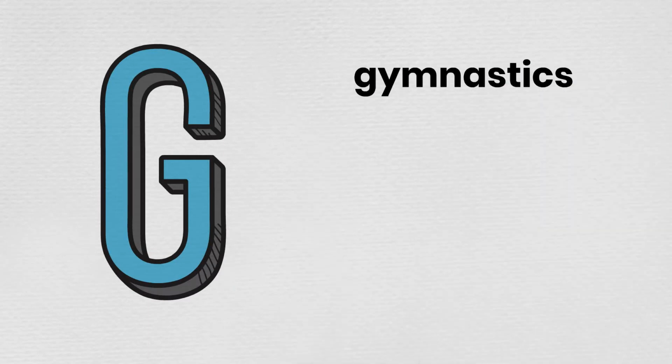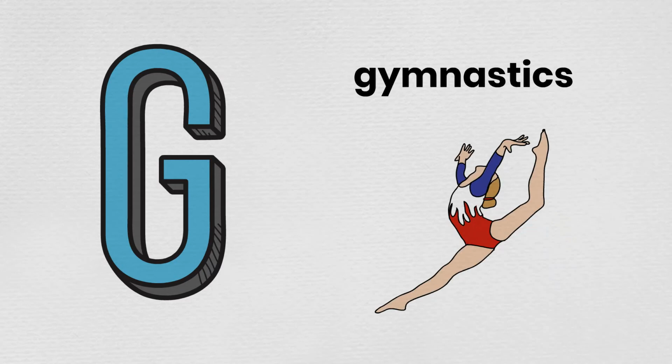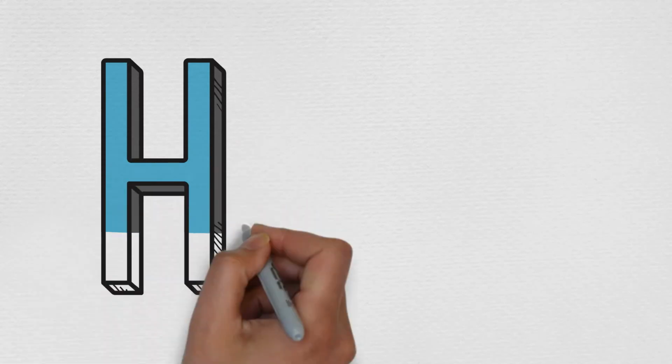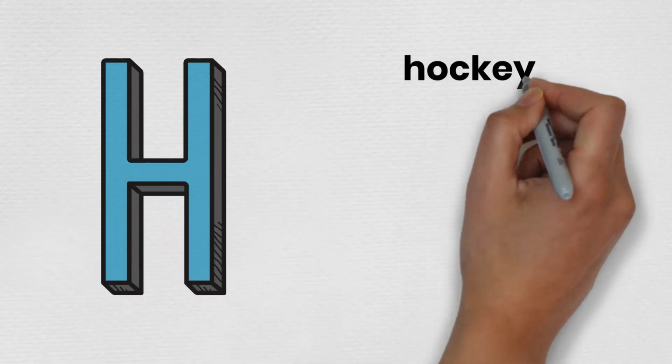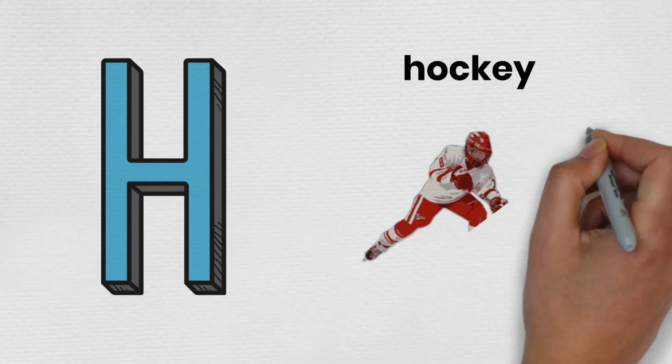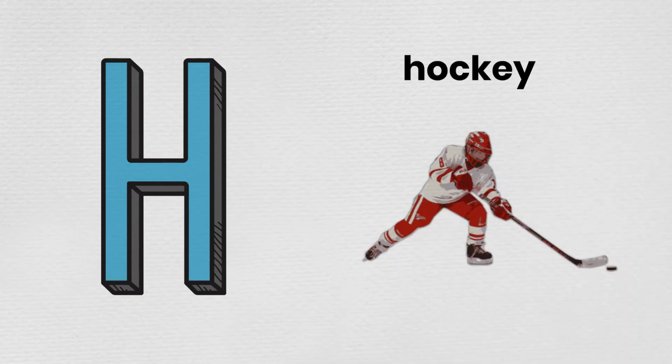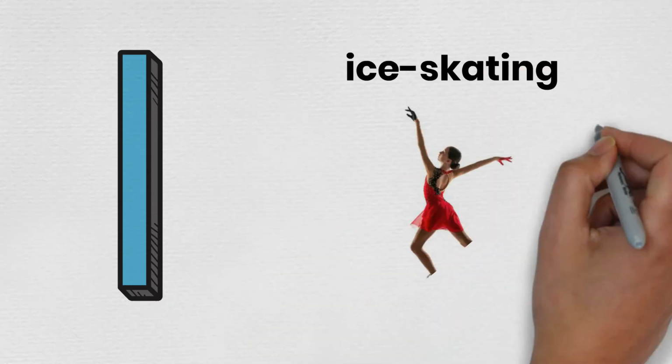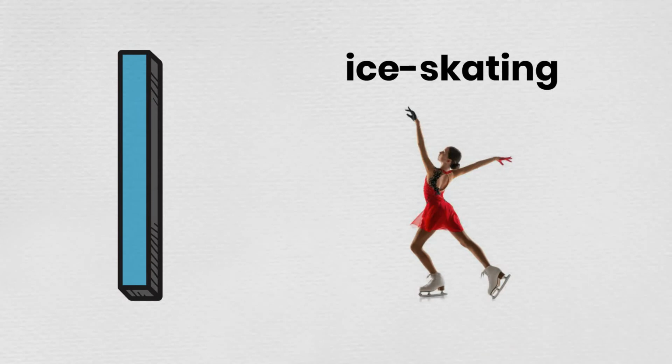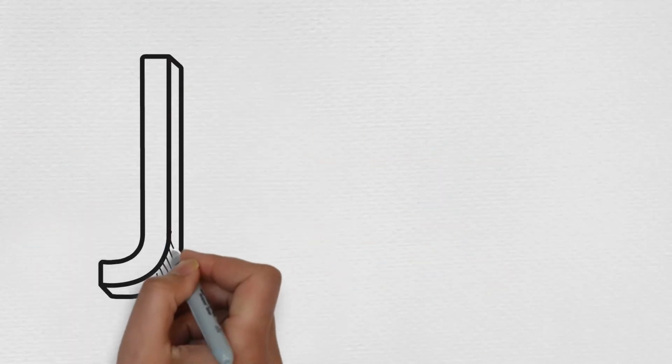G is for gymnastics. H is for hockey. I is for ice skating. J is for javelin.